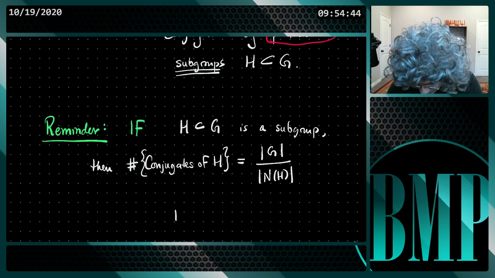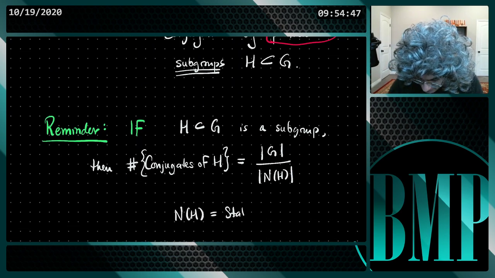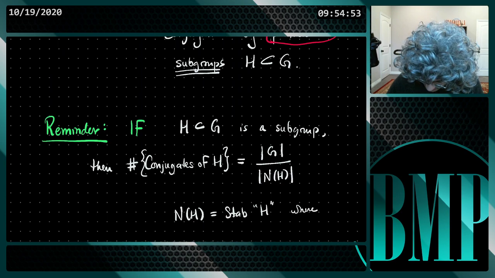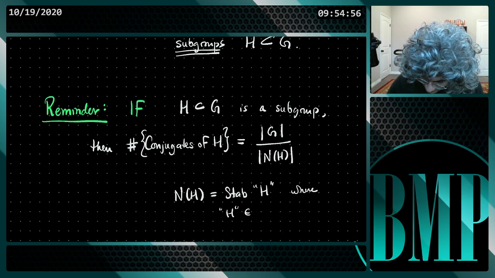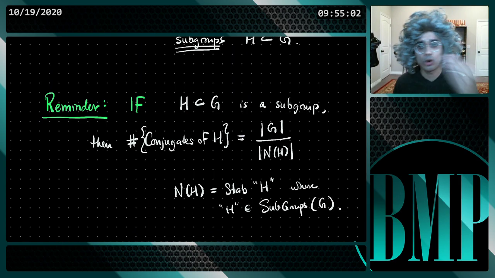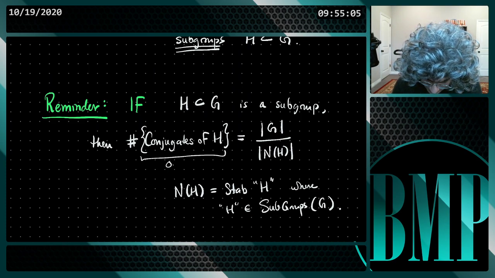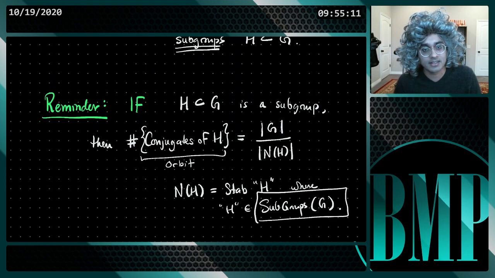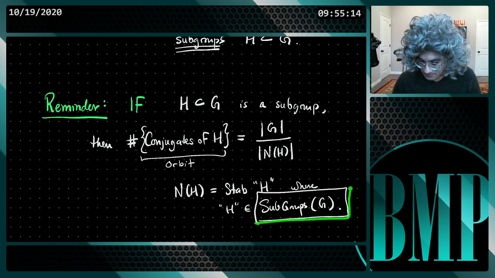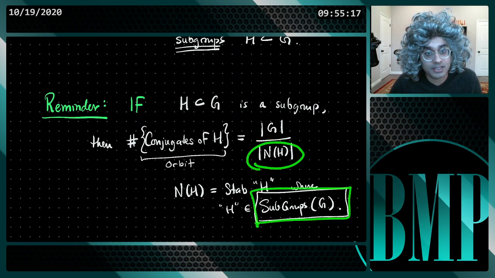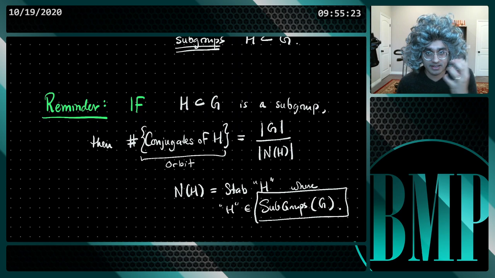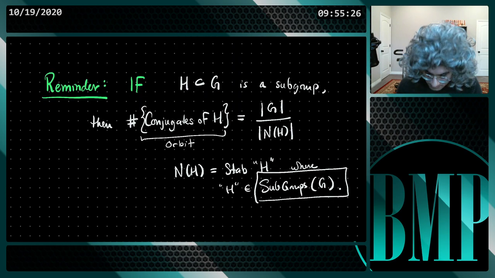This is because the normalizer of H is the stabilizer of the element H, where I view H as an element in the set of all subgroups. And I'm just doing orbit-stabilizer. This is the orbit of conjugation acting on the set of subgroups, and this is the stabilizer. So orbit times stabilizer is the size of the whole group. So we know how big this subgroup is, in other words. Okay, great.